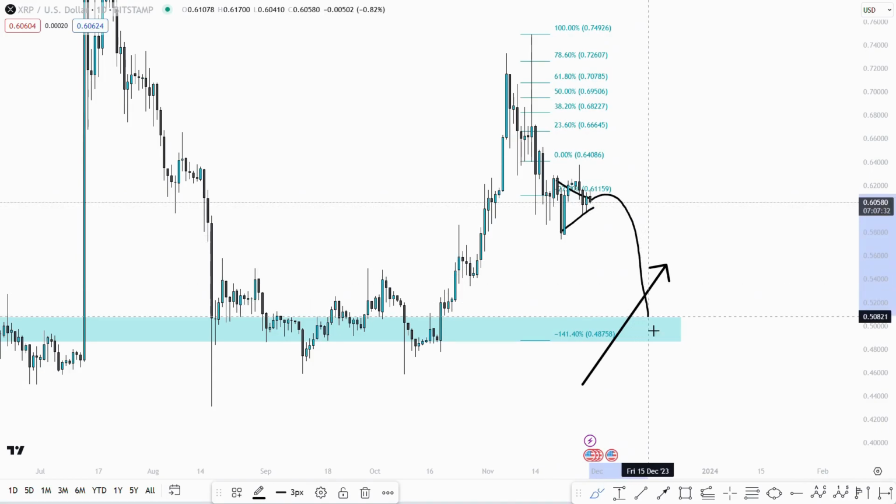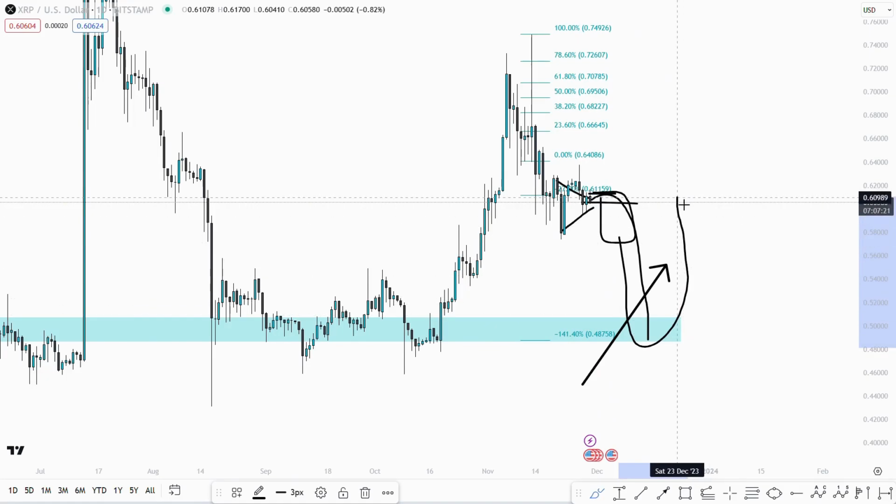If we do get that dump down to that 48 cents region, we'd then be looking for these key levels with a potential big bearish candle coming in here to potentially look for a lower time frame trade back up to this level, in and out, quick scalp, nice and easy, sat back, relaxed approach.